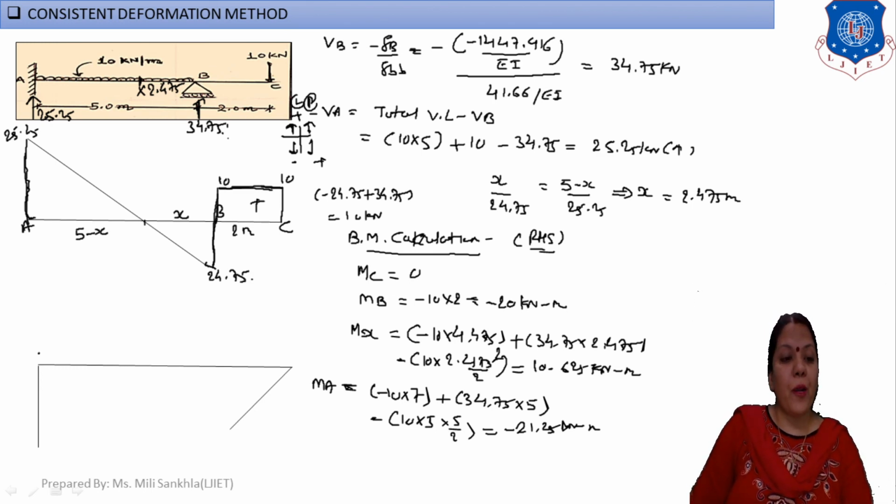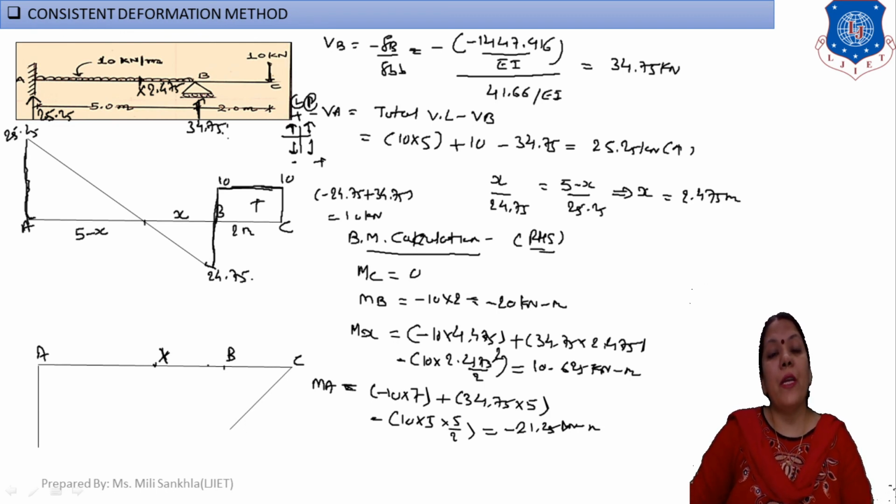Now here I draw the diagram of bending moment. First of all, make point A. This point somewhere here, this point is our B, and this point is our C, and this is the point X where we get the maximum bending moment. Where the load is UDL, our bending moment diagram is a parabola, and where it is a point load, our bending moment diagram is inclined.